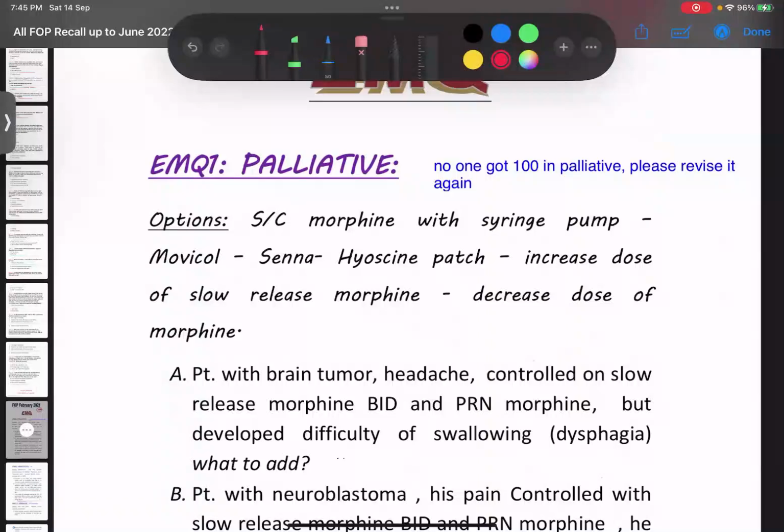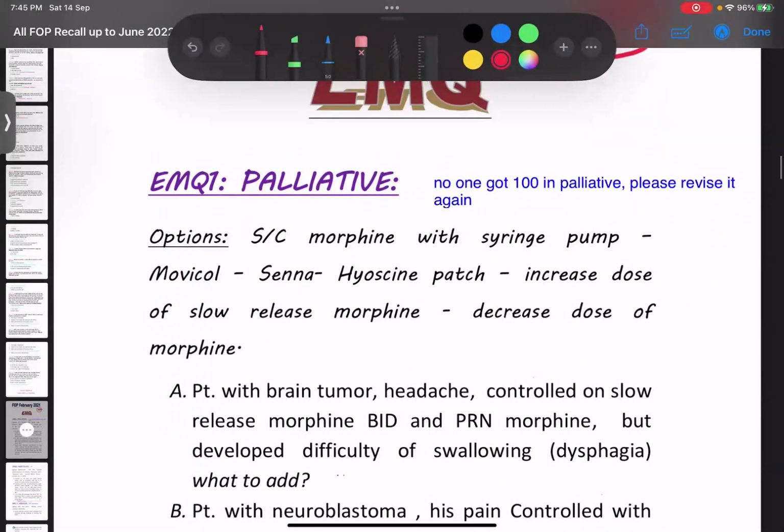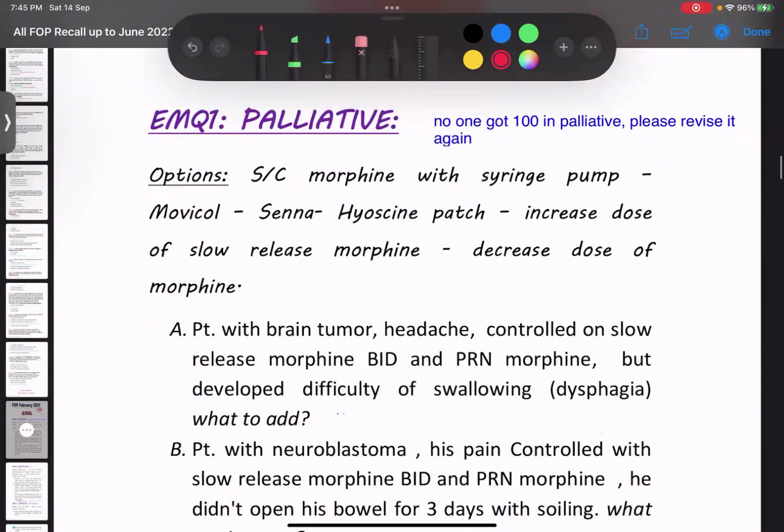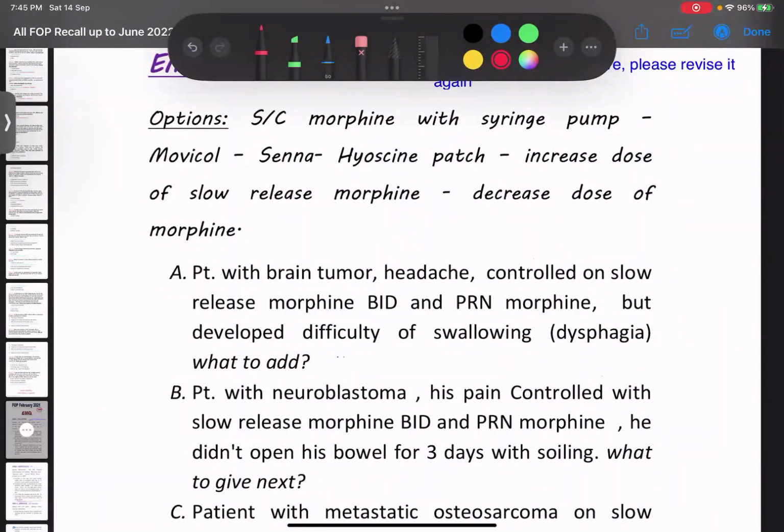Okay. So let's start. The first EMQ is about palliative care. They gave some options about subcutaneous morphine with a syringe pump. This is usually given if you want some long action. Movicol is basically given for constipation. This is a laxative. This is again a stimulant laxative, Senna. Then we have the hyoscine patch. When do we give the hyoscine patch?